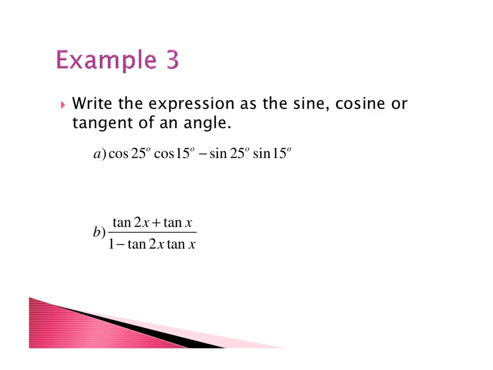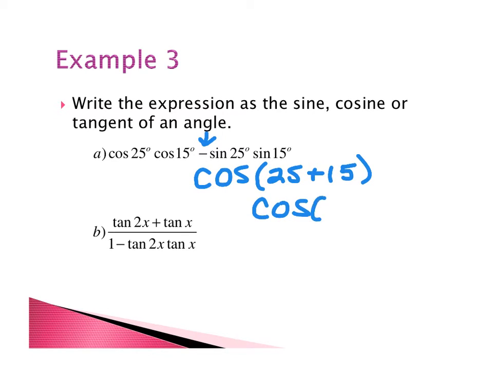Okay, example 3 is now the reverse. This is write the expression as the sine, cosine, or tangent of an angle. So what you have to identify from what you're given in the question is which pattern is it? And then based on that, what do I do at those angles? Do I add them or do I subtract them? When you look at A, you see cosine, cosine minus sine, sine. Because the pattern is cosine, cosine, sine, sine, that is cosine's formula. And with cosine, we do the opposite sign in between. So because this says minus, this is really the cosine of 25 plus 15, or the cosine of 40 degrees.